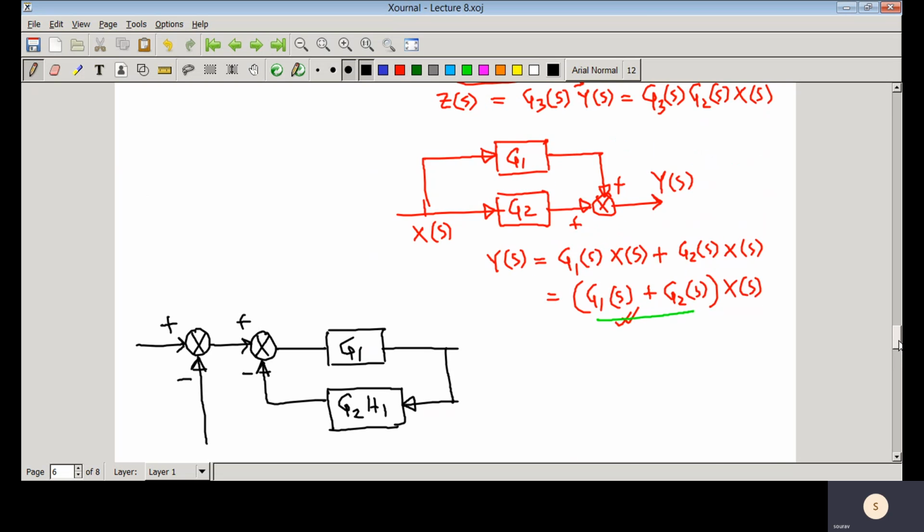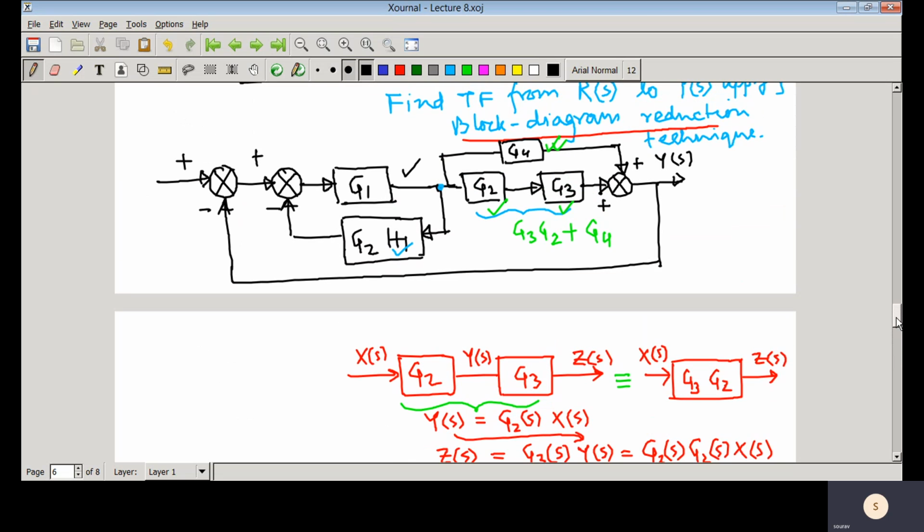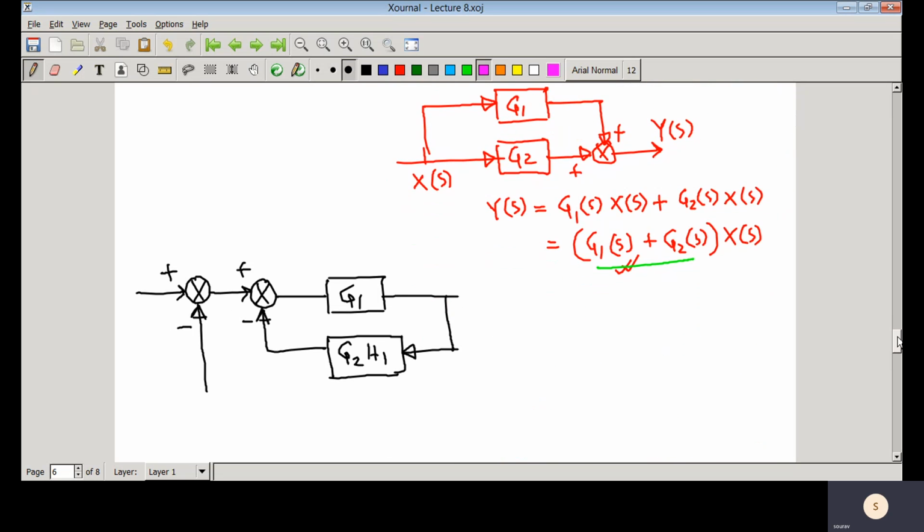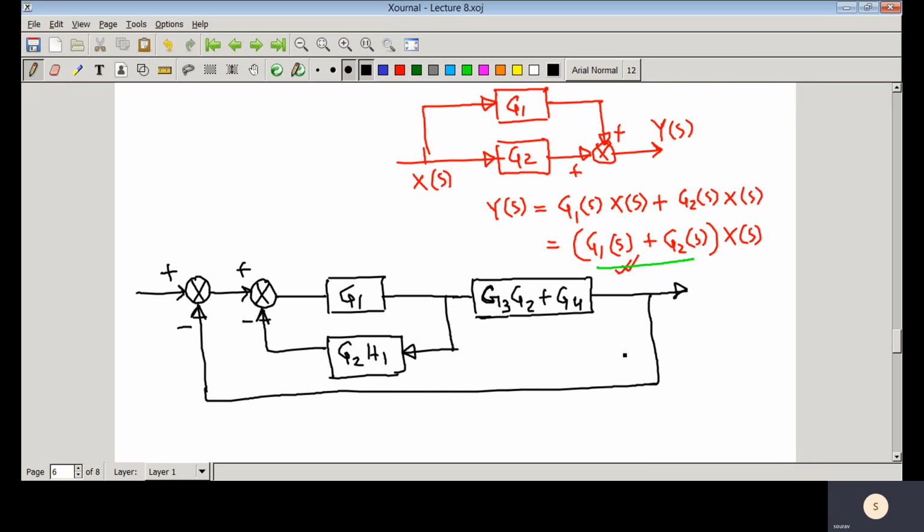Now, as we have discussed, this particular part can be represented as G3 G2 plus G4. So here you have one block, that would be G3 G2 plus G4. So this is that simplified block diagram.